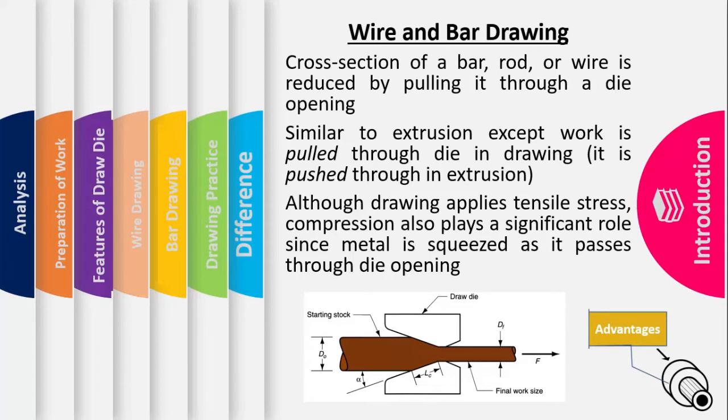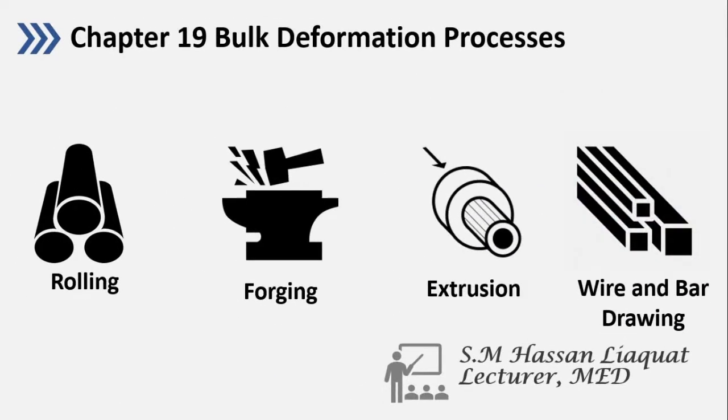The primary purpose is just to reduce the cross section of the bar, rod or wire by pulling it through the die. So here it is performed through a pulling action. There are tensile forces involved, while in the other cases of bulk deformation, either rolling, forging or extrusion, we have compressive forces involved. But in wire and bar drawing, we have tensile forces involved, right?